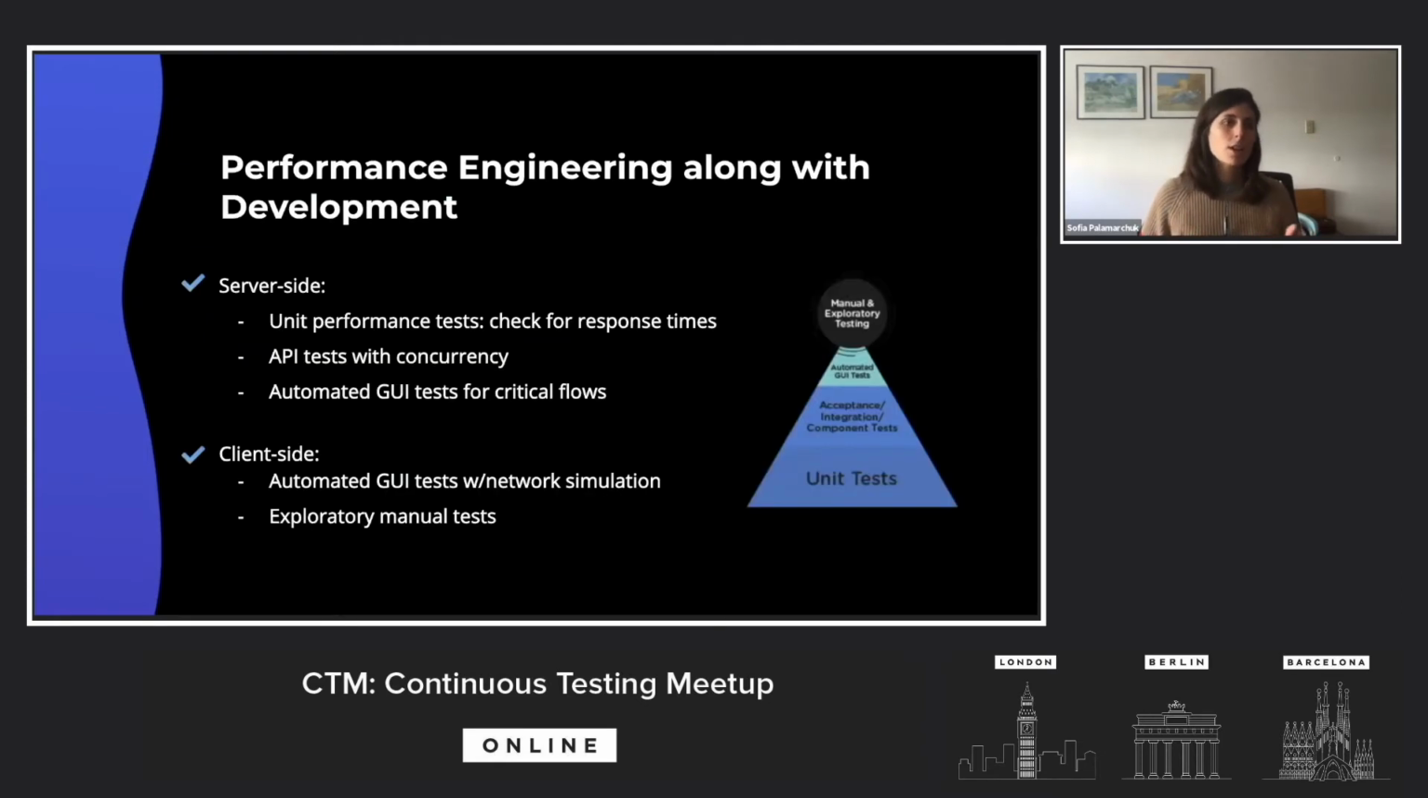I'm going to talk a little bit about that, and specifically performance engineering, because this is where I think the agile methodology aligns the most. I'll talk about different tests that we can run according to the main factors that affect performance. Here I listed tests that you can run both on the server side and on the client side.